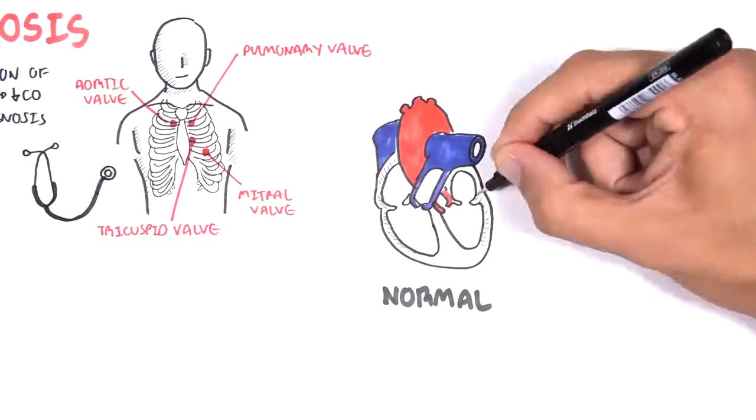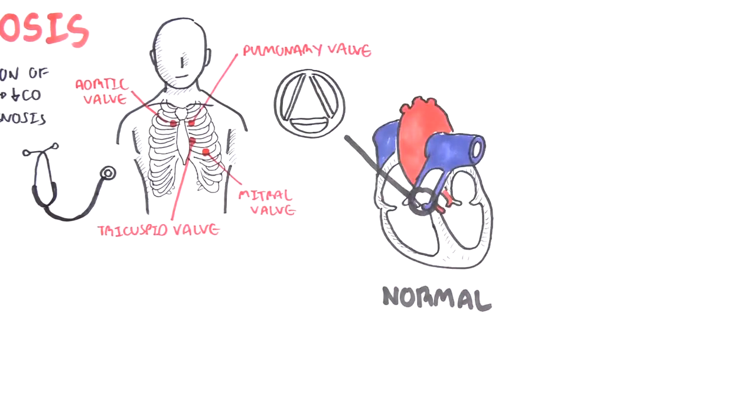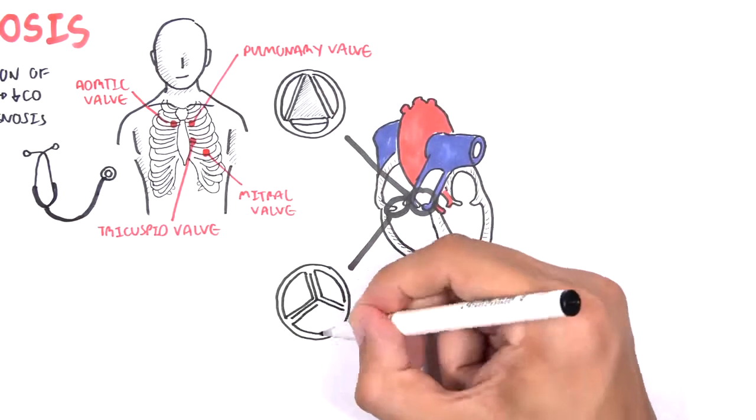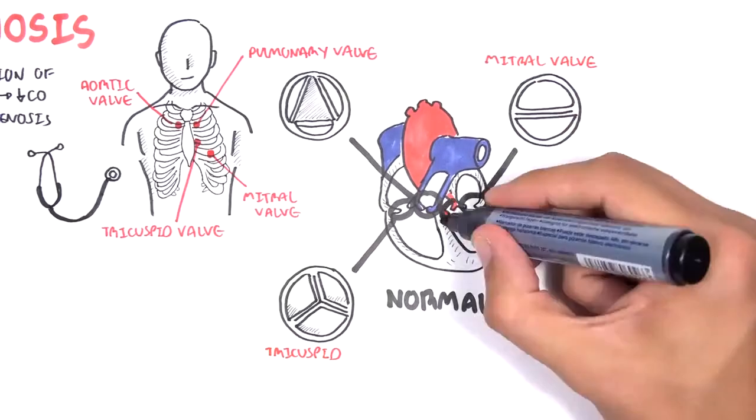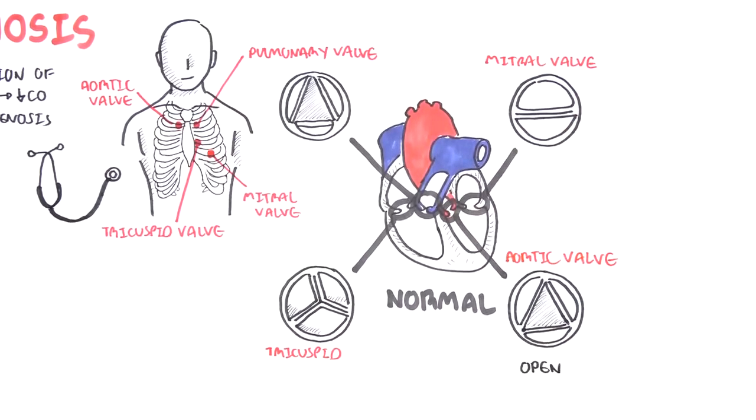The pulmonary valve is made up of 3 leaflets. The mitral valve, 2 leaflets. The tricuspid valve, 3 leaflets. And the aortic valve, 3 leaflets as well. Out of all the heart valves, the mitral is normally the only valve with 2 leaflets, and that is why it is also called bicuspid.